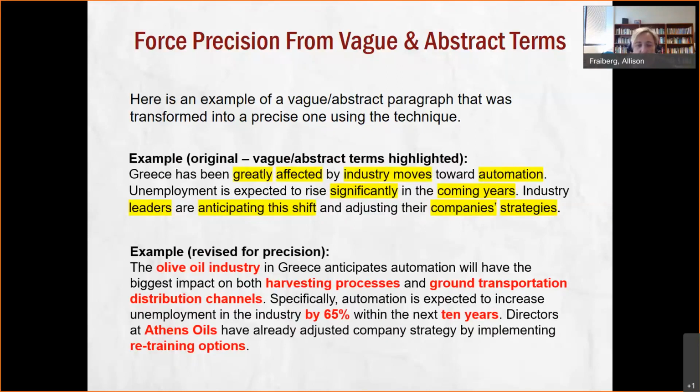Directors at Athens Oils have already adjusted company strategy by implementing retraining options. Now, if you keep going, of course, what are those retraining options? How are they working? All sorts of stuff. But look what we've done here. We've turned 3 lines into 6 lines. And all of what we've added has been meaningful.